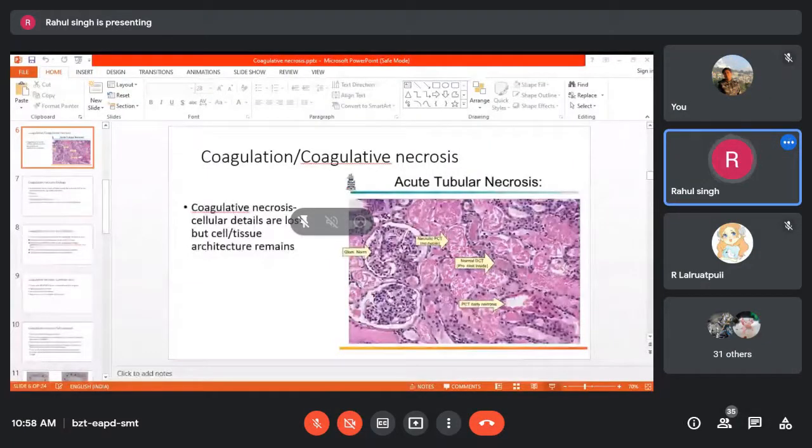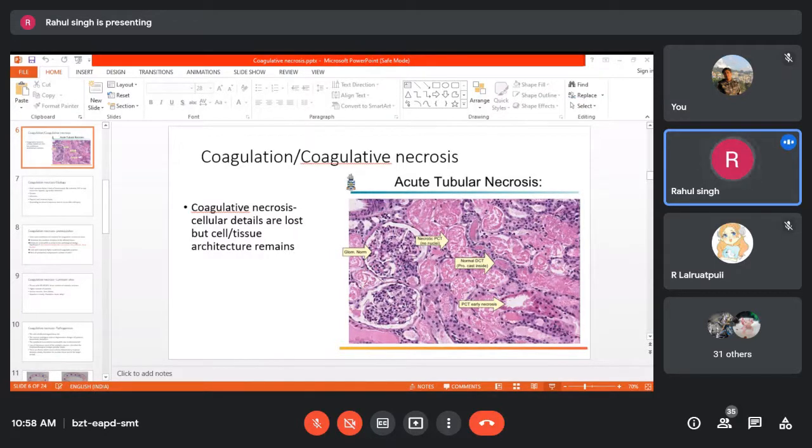Only outline. Necrotic tubules. Tubules showing coagulative necrosis. This is not a normal glomerulus. Actually, the glomerulus is also showing vacuolation and degeneration. However, this is not for discussing the glomerular pathology.